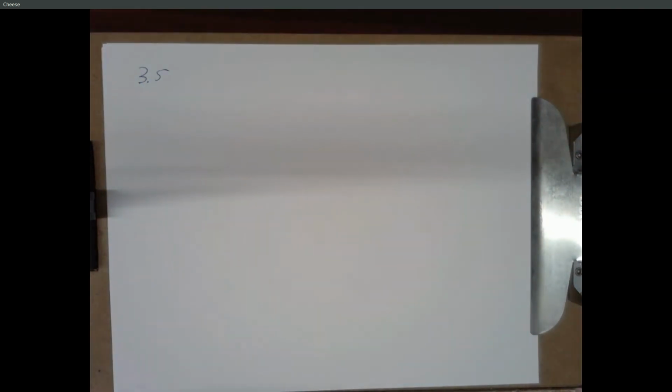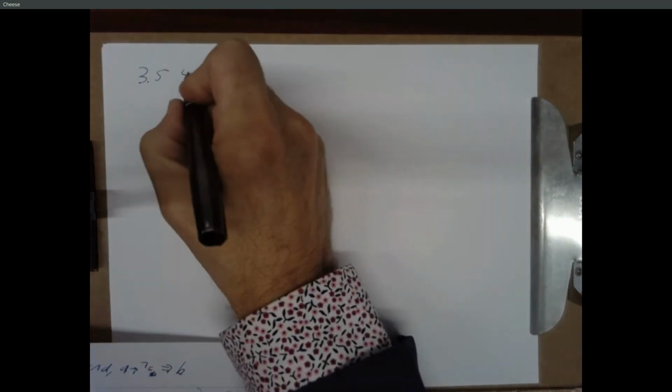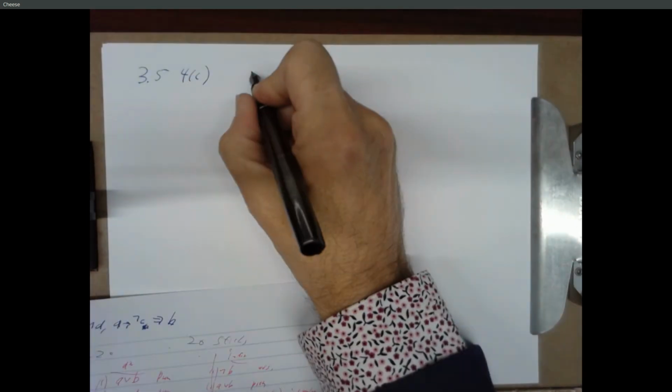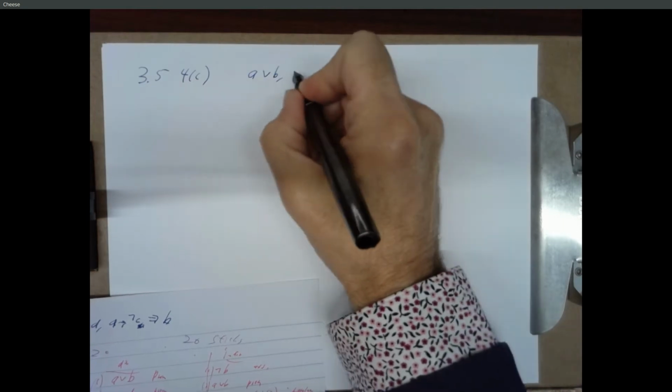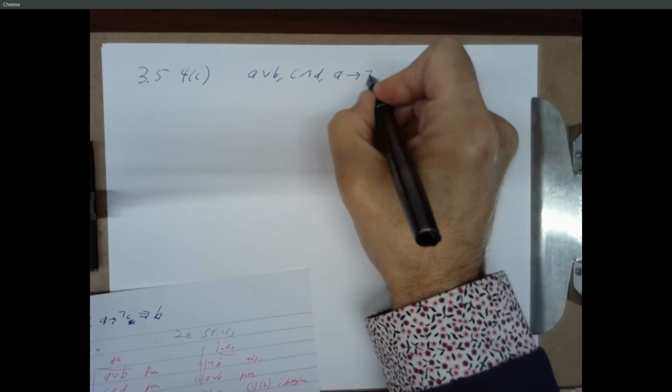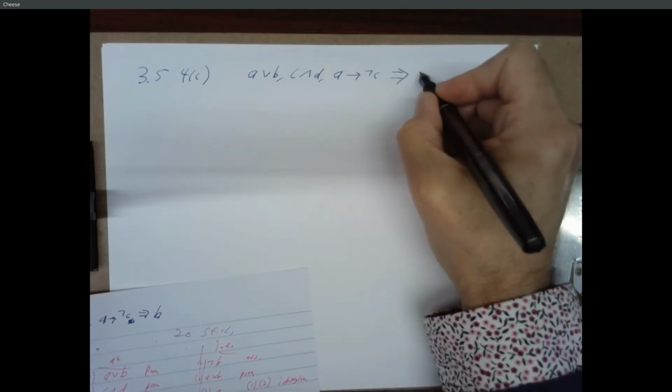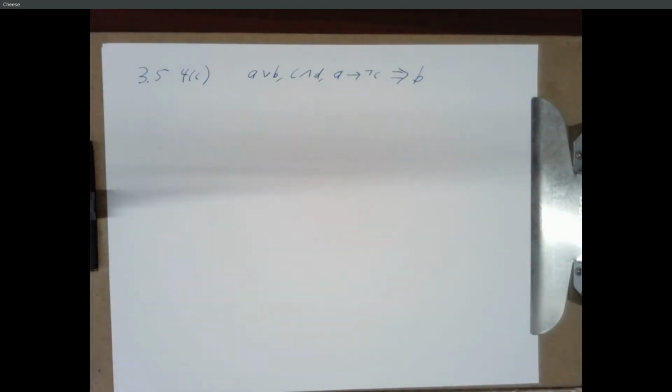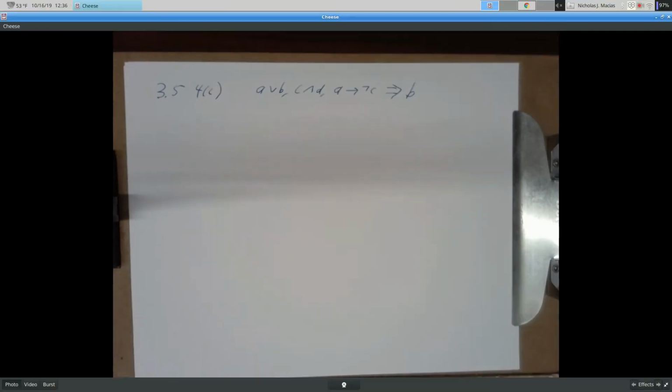All right, so you got your homework back, and I looked at question 3.5, which was going into some proofs, and in particular I looked at your direct and indirect solutions for 4C. So 4C was the following theorem: A or B, C and D, A implies not C, and therefore B. I wanted to prove that both directly and indirectly.